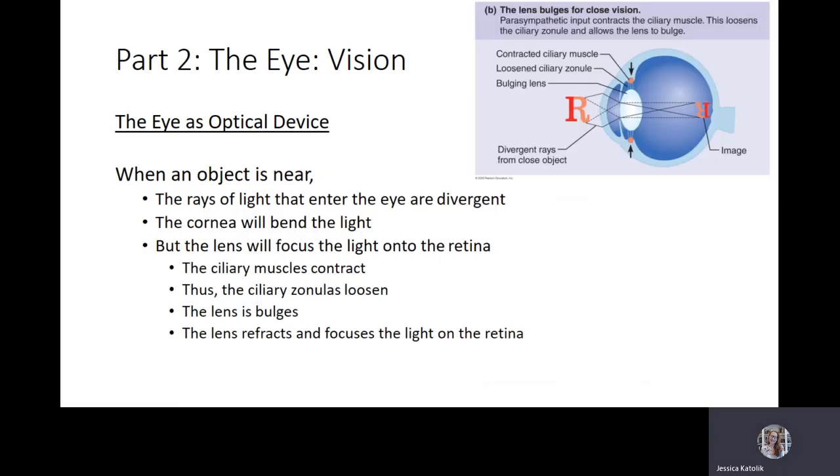However, this will be different when we look at objects that are nearby. So I'm gonna leave this slide up for a moment so you can pause and write it down, but then we'll go to the next image again. Okay, let us go into it.